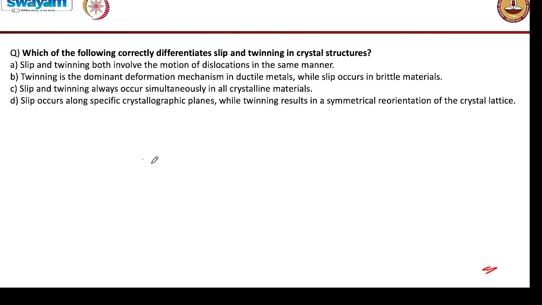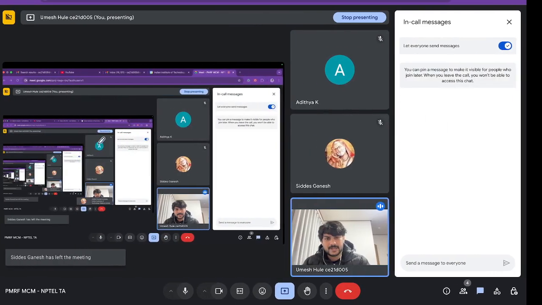The question is easy: what is the difference between slip and twinning in a crystal structure? We have now seen the differences between slip and twinning. Twinning requires more energy, while slip requires less compared to twinning. The answer to this question is D: slip occurs along specific crystalline planes, while twinning results in a symmetrical reorientation of the crystal lattice.